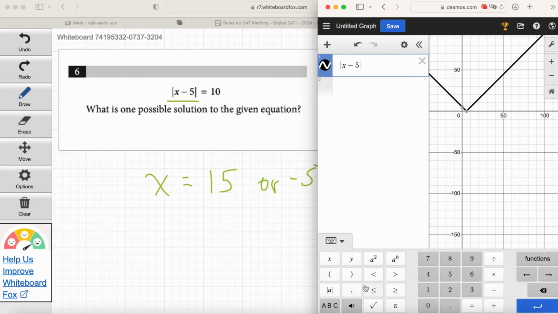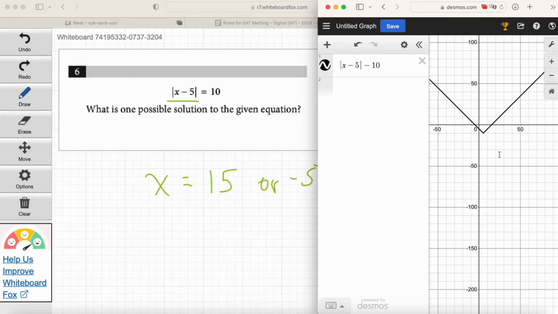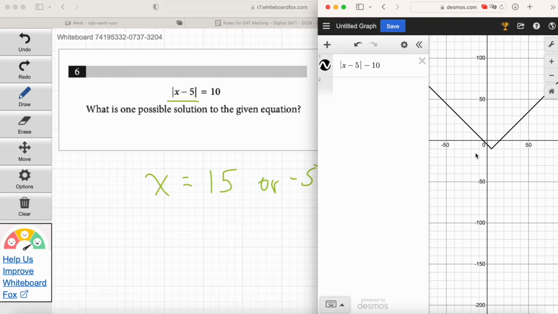And remember, we've got to get all the terms on one side of the equation. So we do minus 10. Does that make sense why we do the absolute value of x minus 5, minus 10? Does that make sense, Catherine? To make it 0, yes. Yeah, to make it 0 on the right-hand side. So you subtract 10 from both sides, and we get this V-shaped graph in Desmos. And if we find the x-intercepts, those are going to be the solutions.